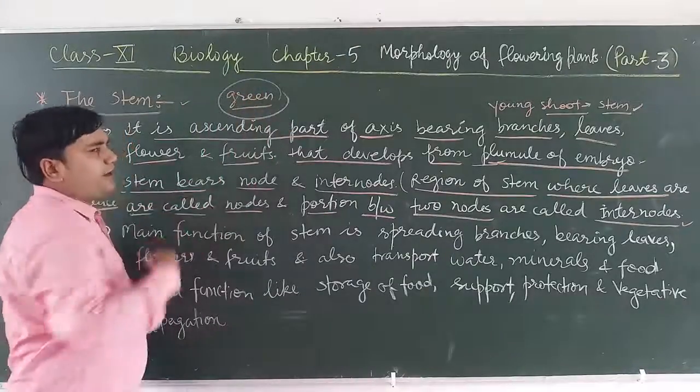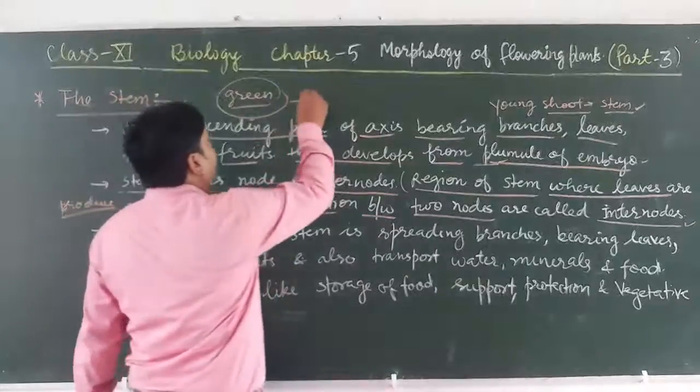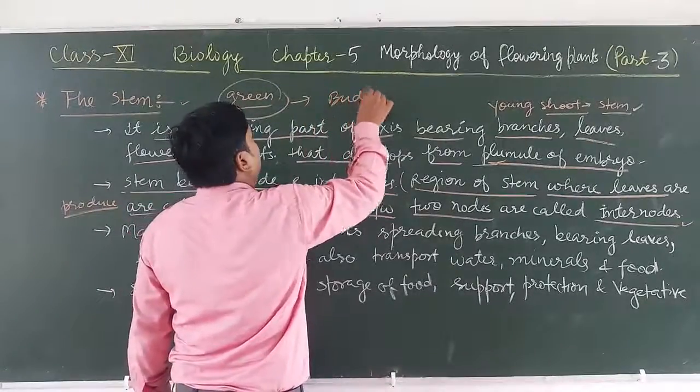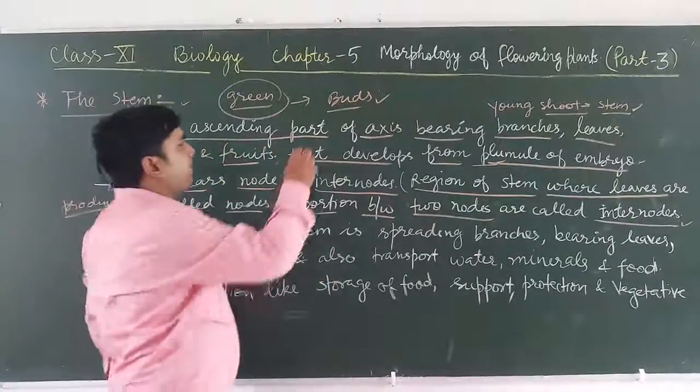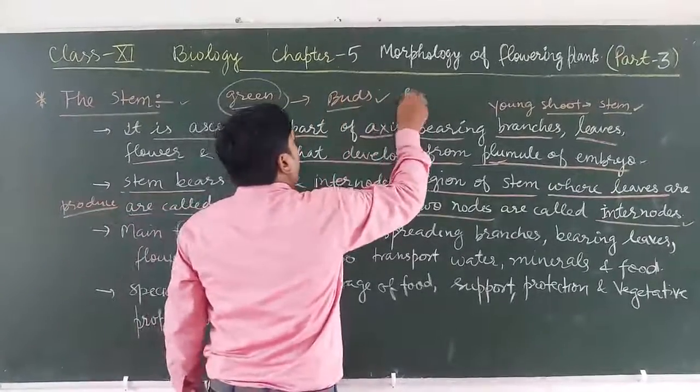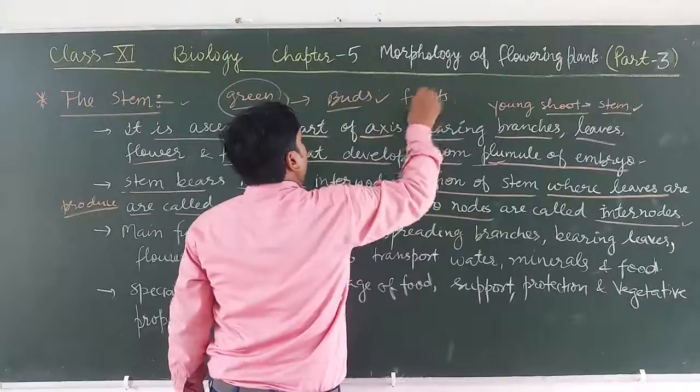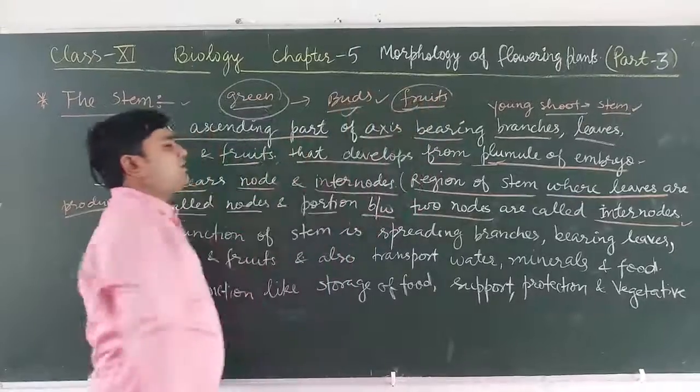In other words, stems are generally seen green in color, and they also bear buds. Buds also produce the primary part of the fruit. Buds also are borne on the stem.